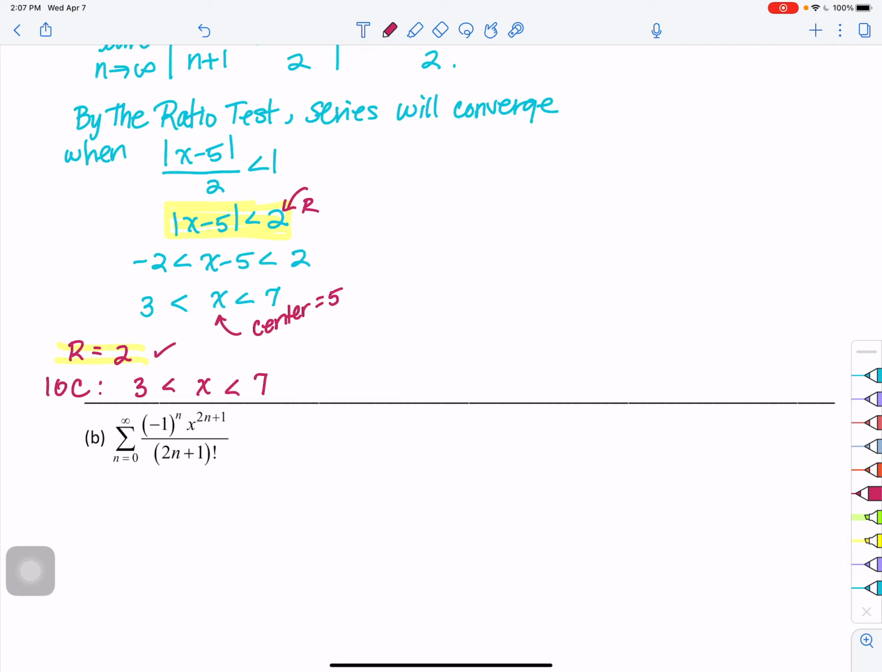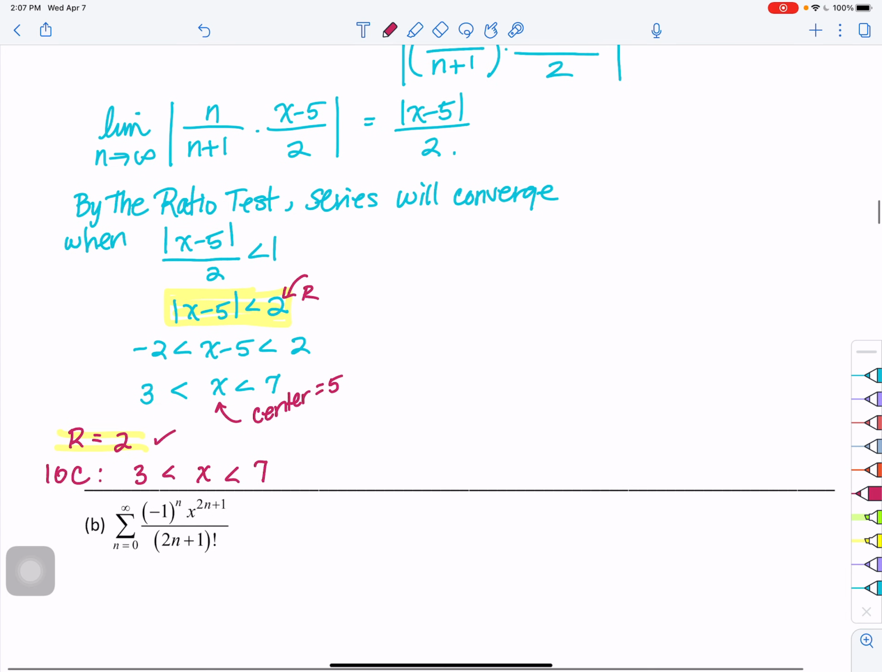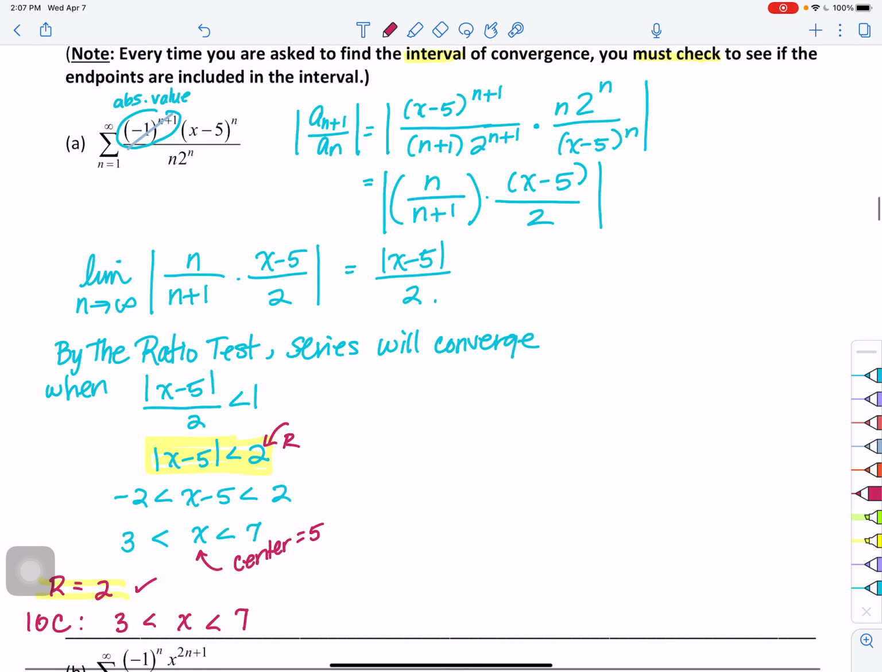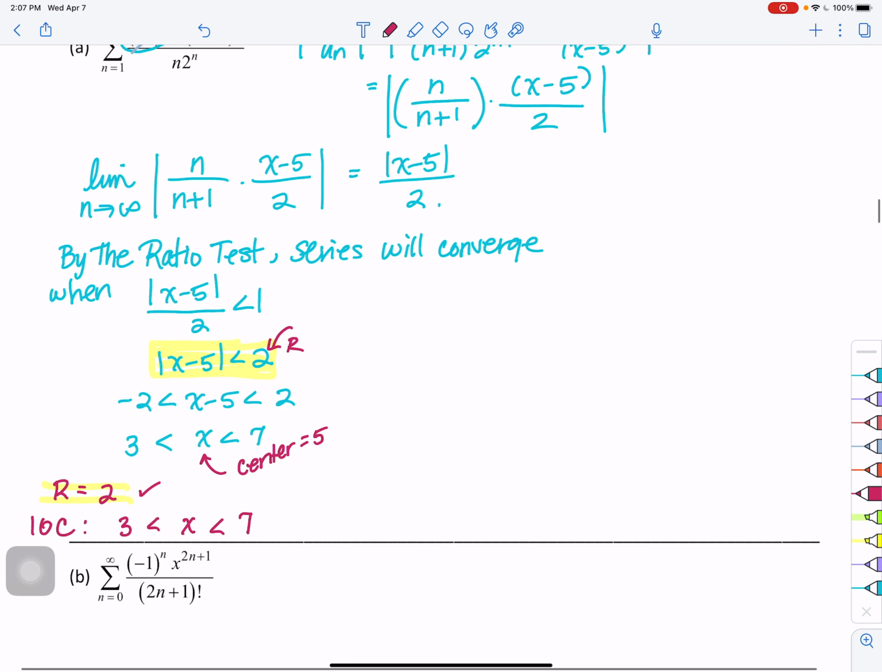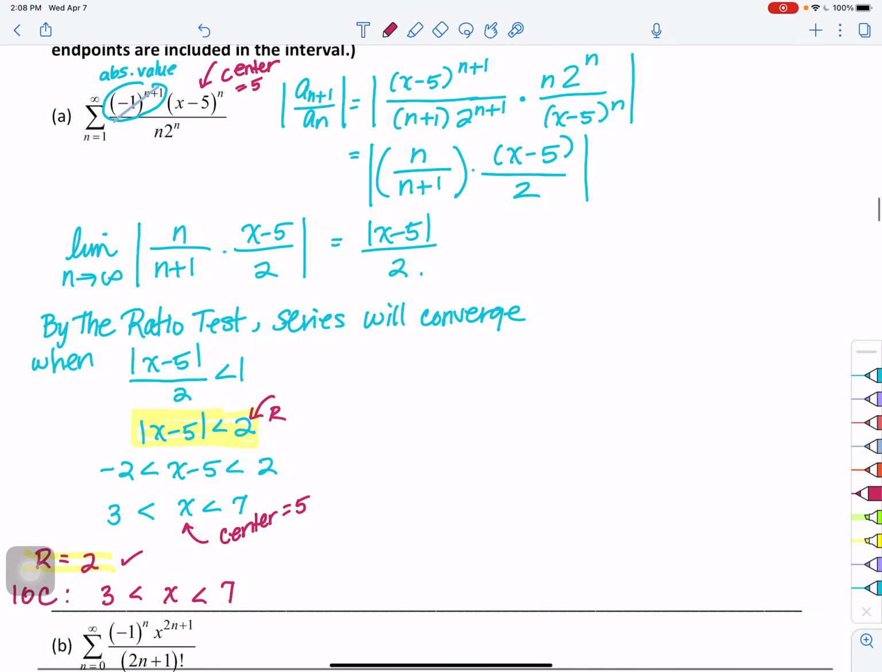That's kind of cool. The center of that interval is 5. So I just wanted to show you that. And you can also see here that the center is equal to 5. We have to check endpoints because we're wondering, is this less than or equal to? Is this less than or equal to? So what do we have to check when x is 3 and when x is 7?